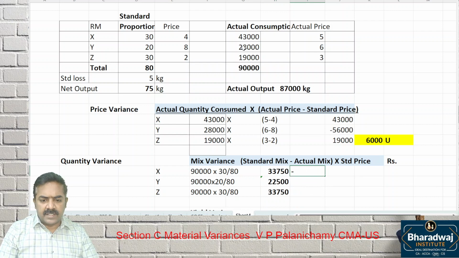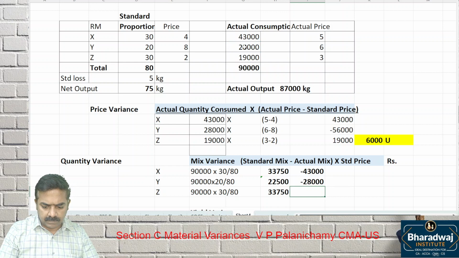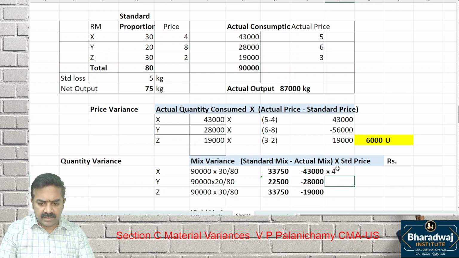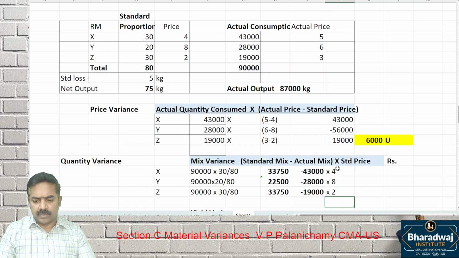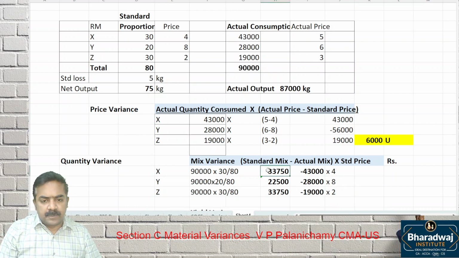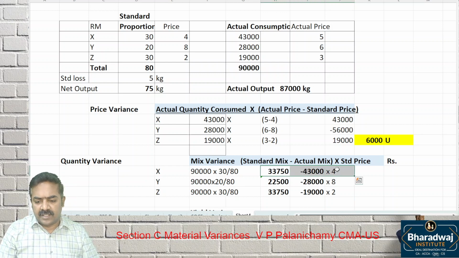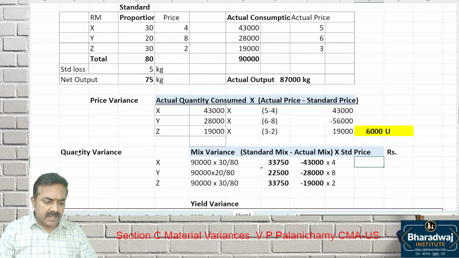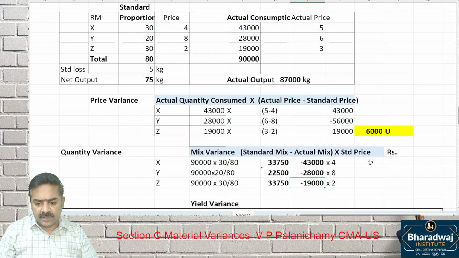Minus actual mix, which is nothing but the actual quantity used, that into standard price. 4, 8, 2. This is the standard proportion, this is the actual proportion into the rate. This will give us which variance? Mix variance. Quantity variance is caused by mix variance and yield variance.